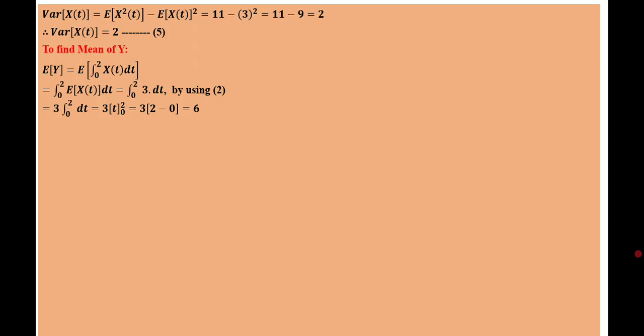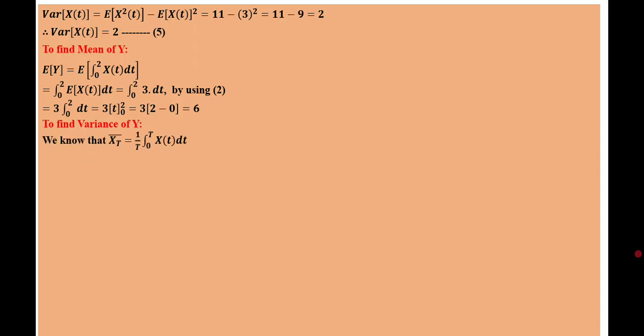Integrating dt, you will get t, lower limit 0, upper limit 2. So 3 into 2 minus 0, you will get 2. So 3 into 2, you will get 6. Next, to find the variance of y.